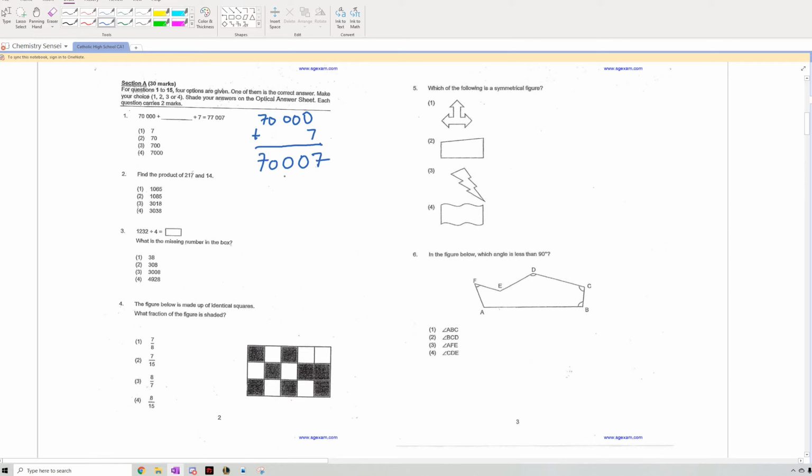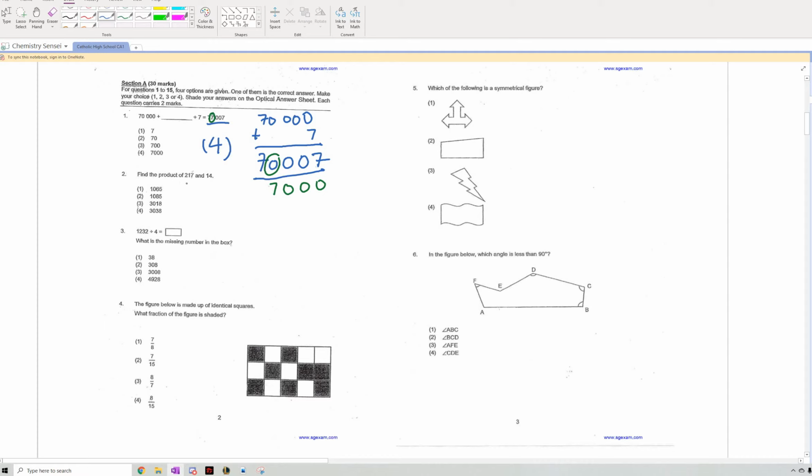Now let us compare this number that we have obtained with the number over here. We notice that the only difference is the number found in the thousands place. So we are missing the number 7 over here. As this is in the thousand place, we are missing the number 7,000. So the correct answer is option 4 for question 1.